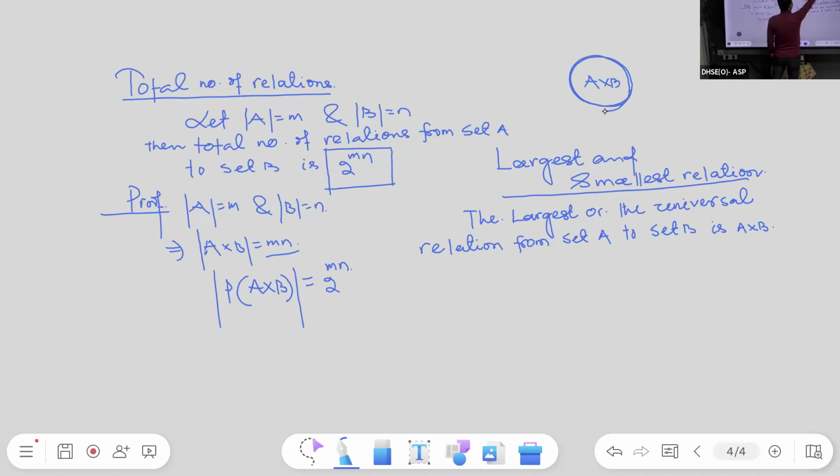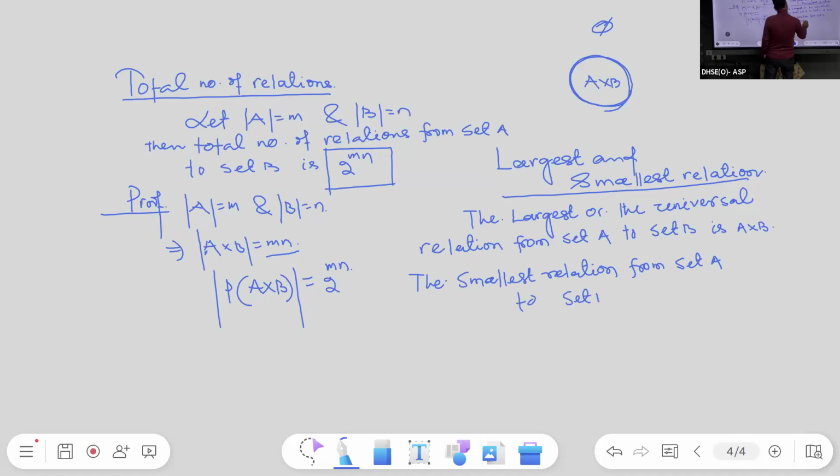And you know the smallest subset of a set is the null relation or phi. So write down the smallest relation from set A to set B is phi. The smallest relation from set A to set B is phi, and the largest relation is A cross B. I hope it is clear to you.